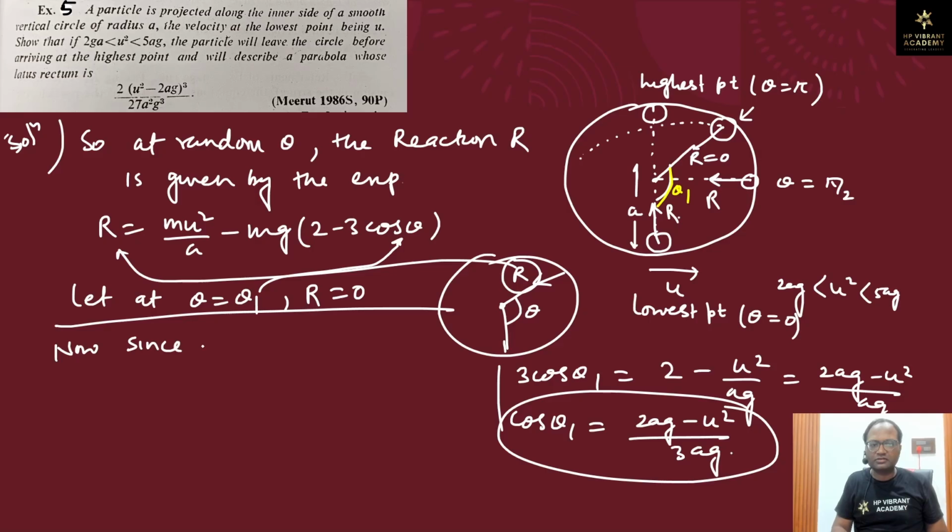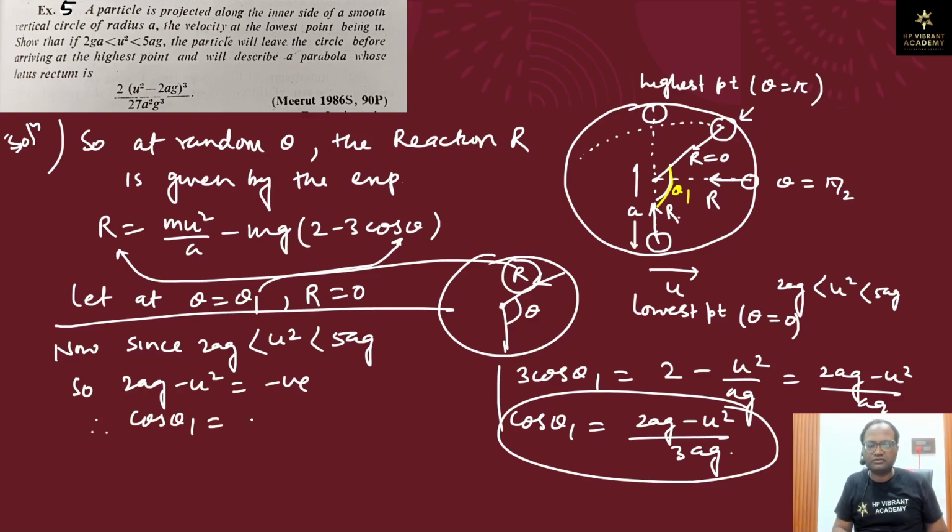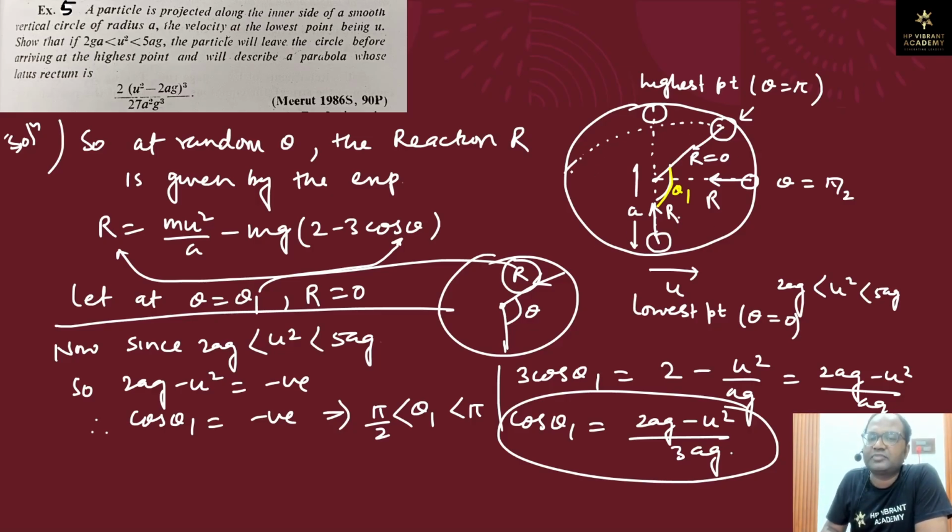Now since u square is greater than 2ag and less than 5ag, 2ag minus u square will be negative because u square is greater than 2ag. This means the numerator is negative, so cos theta 1 is negative. This means theta 1 will lie between pi by 2 and pi. This means at angle theta equal to theta 1, the particle will leave the circular motion. So the particle will leave the circle and follow the parabolic path like this.